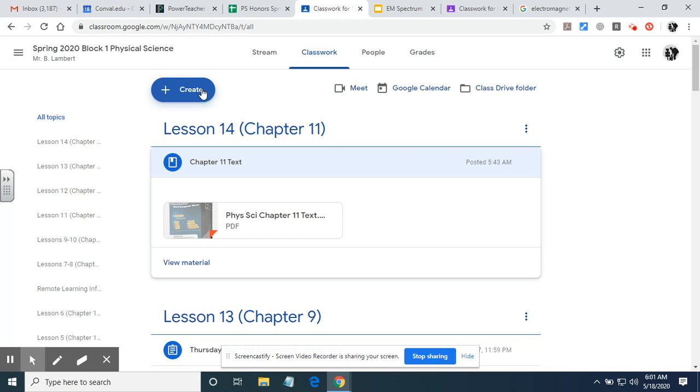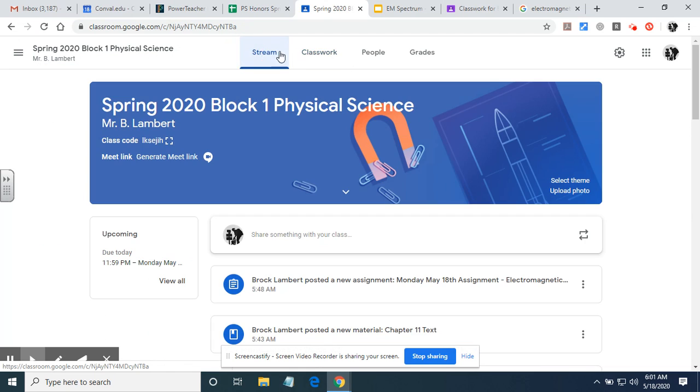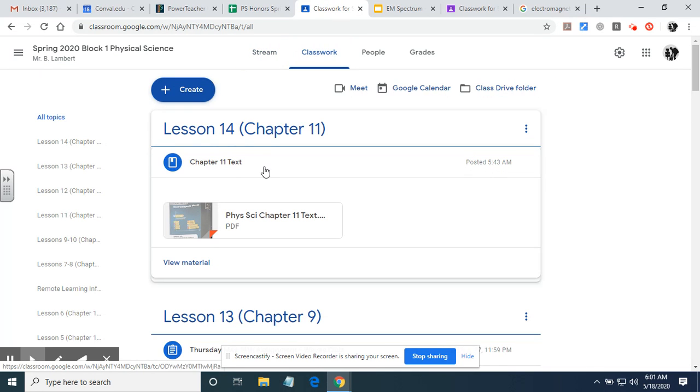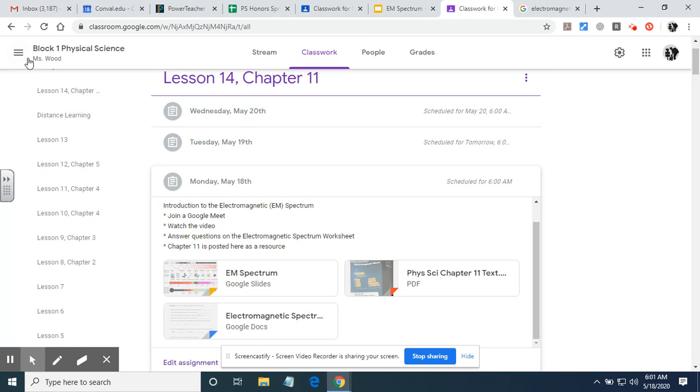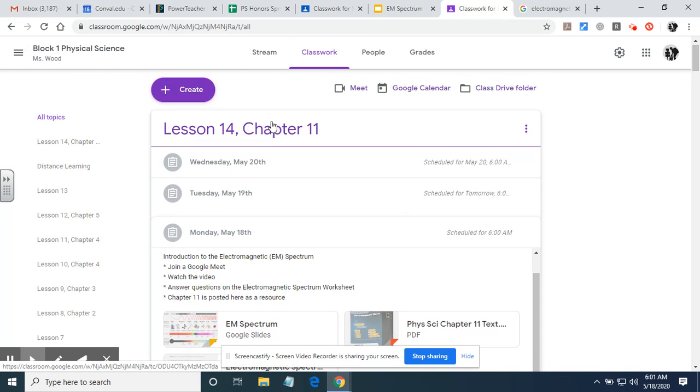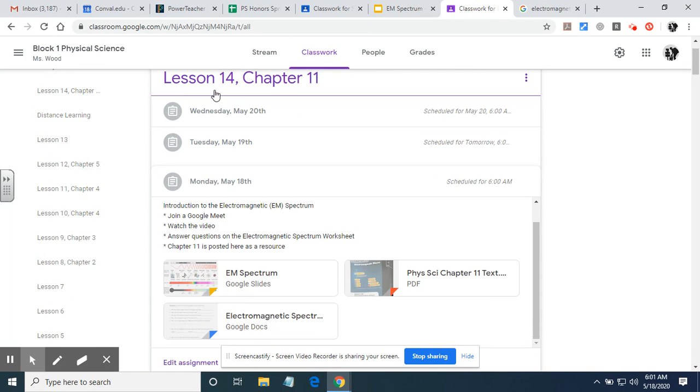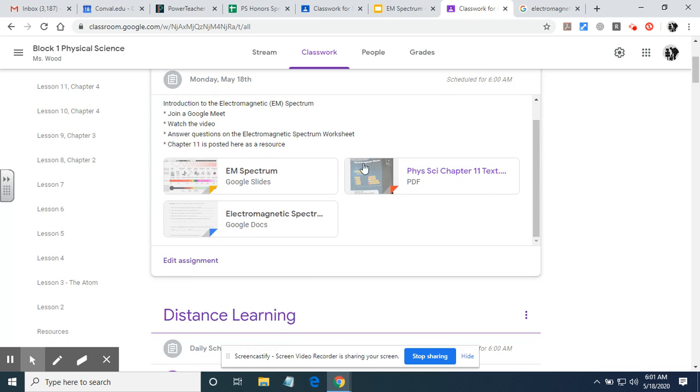For my physical science class, this is in my Google Classroom, in the classwork section. We are in lesson 14, chapter 11. I have Miss Wood's block 1 classwork section up. Notice this is Miss Wood's class. She also has lesson 14, chapter 11, and there's the textbook.